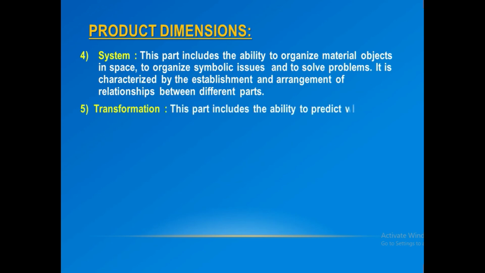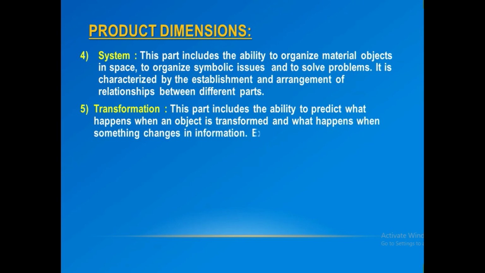Next is transformation. This part includes the ability to predict what happens when an object is transformed and what happens when something changes in information. Example, you can say form a statement in a new way by changing the information.